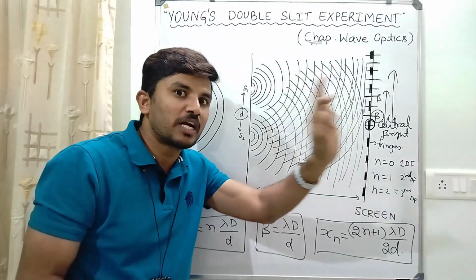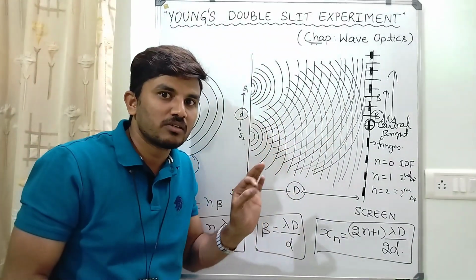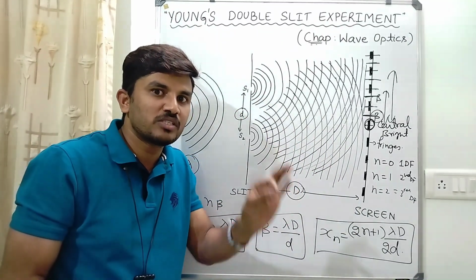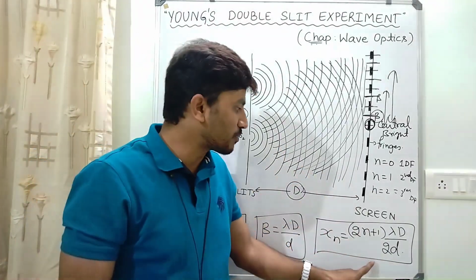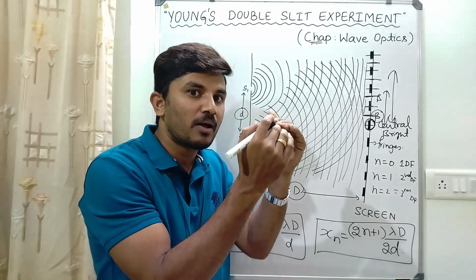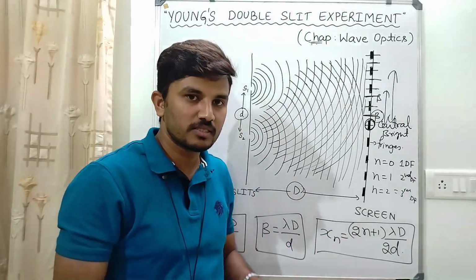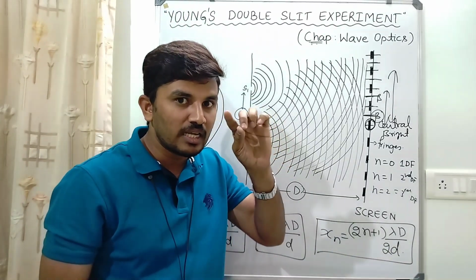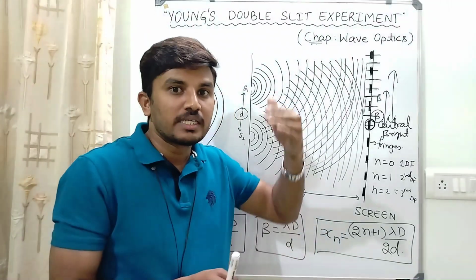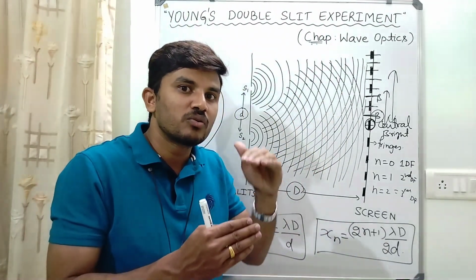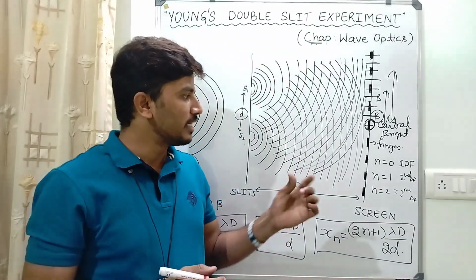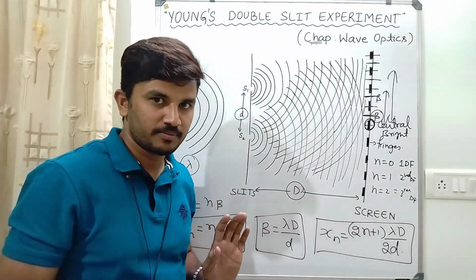Calculate the distance of the nth bright fringe means n value is n. Fifth bright fringe means n value is 5. Sixth bright fringe means n value is 6. But when it comes to dark fringe, you have to substitute one value less than n. Means if they ask you to find out the fourth dark fringe, you have to substitute n value 3. 10th dark fringe, n value 9. 7th dark fringe, n value 6, like that. So keeping that in mind, let me write all the formulas again on the screen.